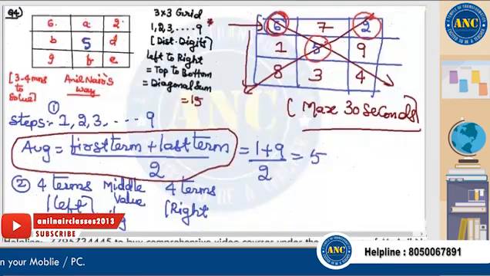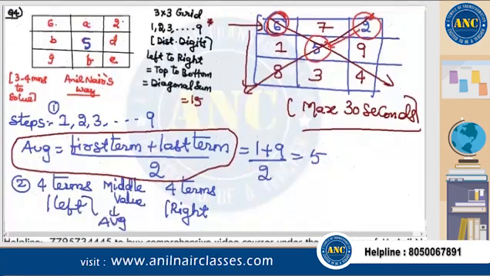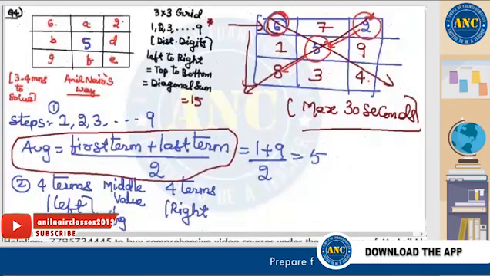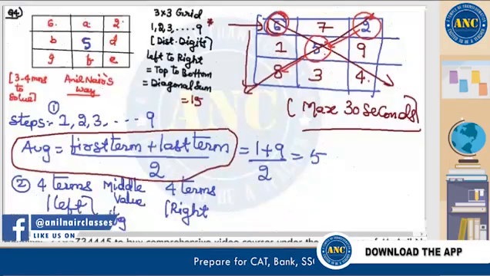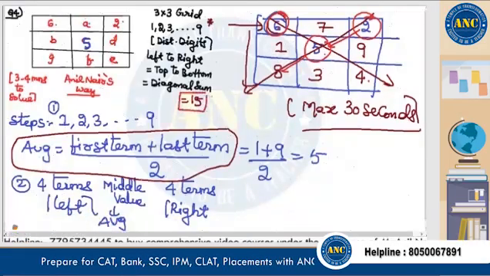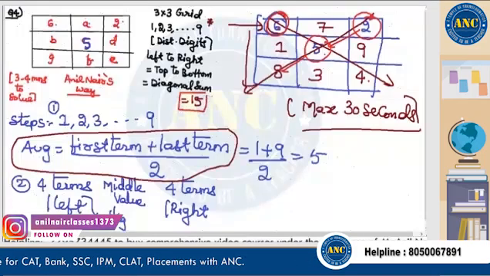Middle value is 5. Sum should be 15. 5 plus 2, 7. 7 plus 8, 15. 6 plus 5, 11. 11 plus 4, 15. Right? Two values, if you get 9 plus 5, 14. 14 plus 1, 15. 7 plus 5, 12. Diagonal sum is given as 15.